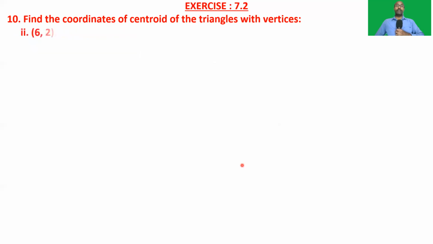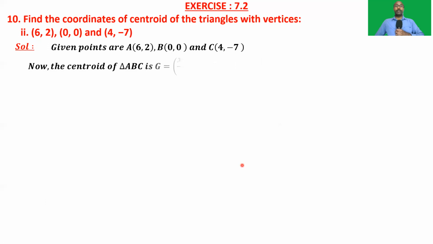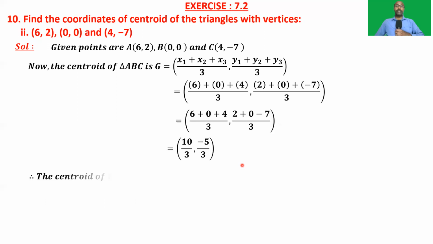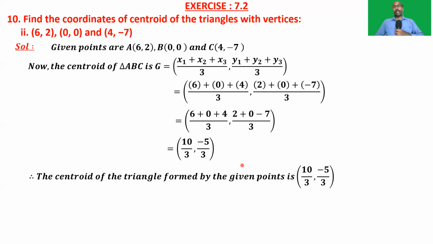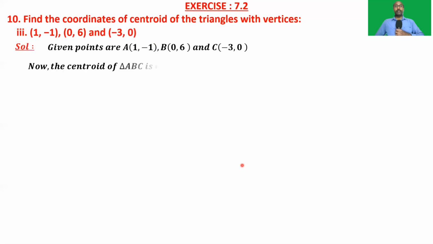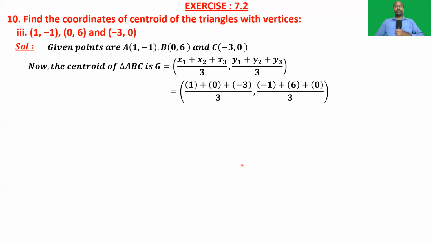And the second one, (6, 2), (0, 0) and (4, -1). Here also the same procedure. The centroid formula is (x1 plus x2 plus x3 by 3, y1 plus y2 plus y3 by 3). So we get (10 by 3, -5 by 3) as the centroid. And the third one is also the same method. Observe carefully. So we get (-2, -2 by 3, 5 by 3) as the centroid.